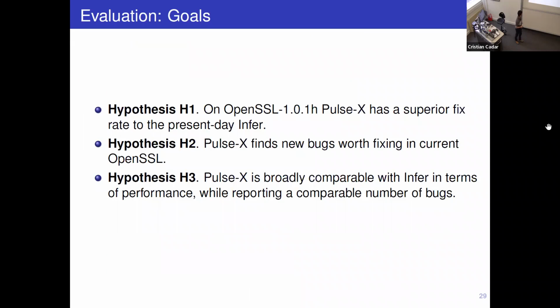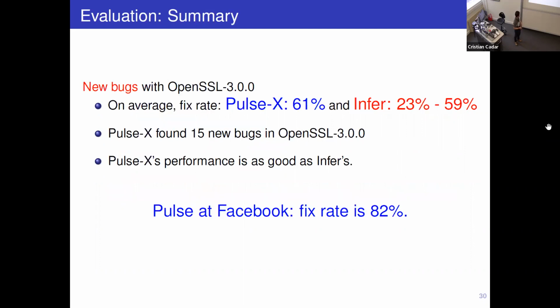The first one, on OpenSSL 1.1.1, is PulseS more precise than Infer? We choose that version of OpenSSL because in 2014, Infer found 15 bugs in this version, so now we just want to revisit it. The second hypothesis is that PulseS finds new bugs in the current OpenSSL. The last one, the performance of PulseS is comparable to Infer. I'm not showing the detail, but I have some backup slides at the end. Also, you can look into the paper, which is now available online. So we confirm the 3 research questions.